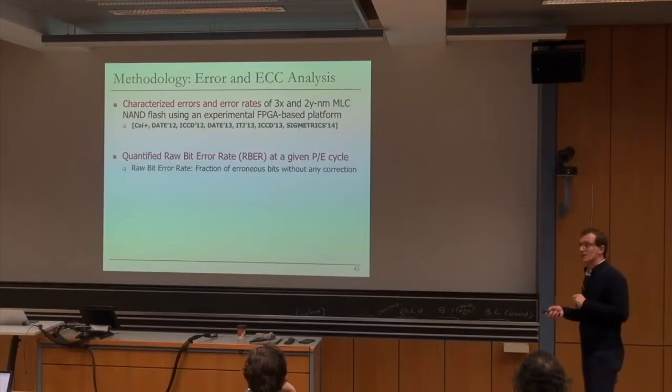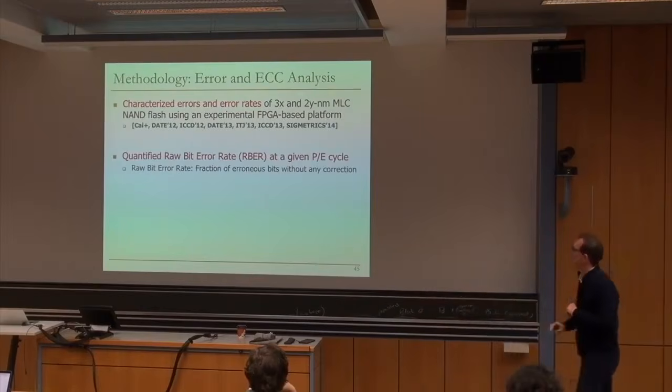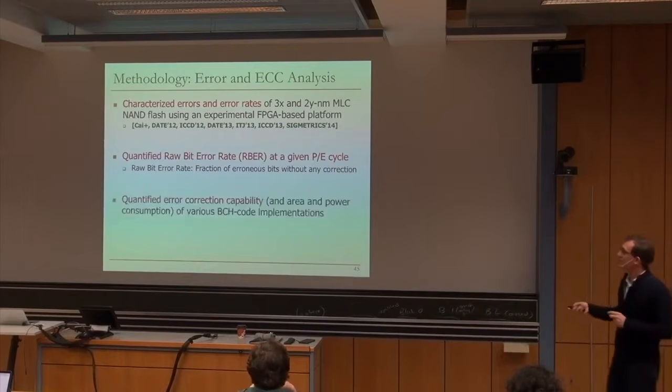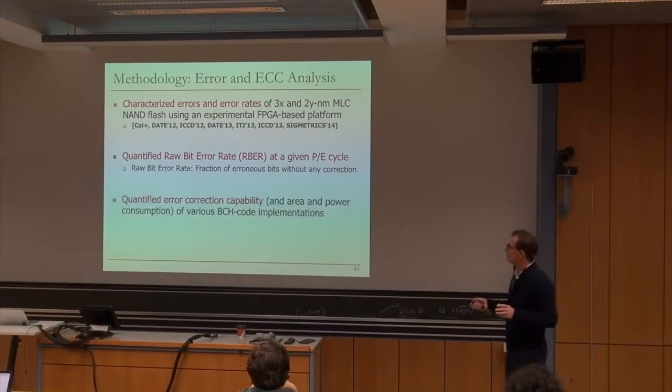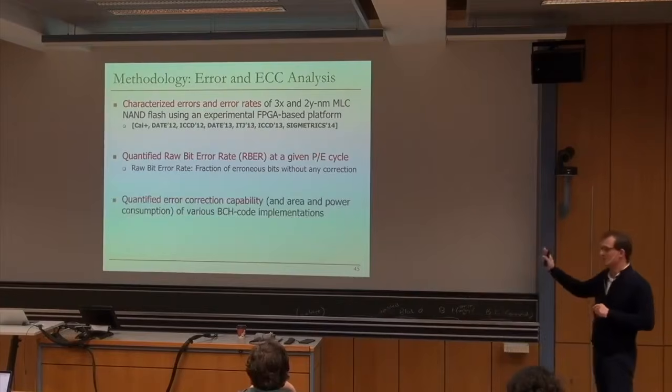Okay, basically we're going to characterize that, and we're going to quantify the raw bit error rate at a given program erase cycle. Raw bit error rate means the error rate that you get before error correction, before you employ error correction. That's a fraction of erroneous bits. And we're going to quantify the error correction capability and area and power consumption of various error correction code implementations. I'm not sure if I have slides for that, but the papers cover that.